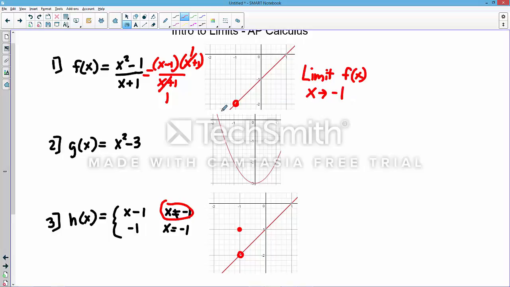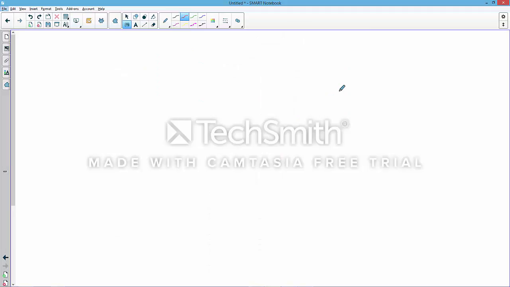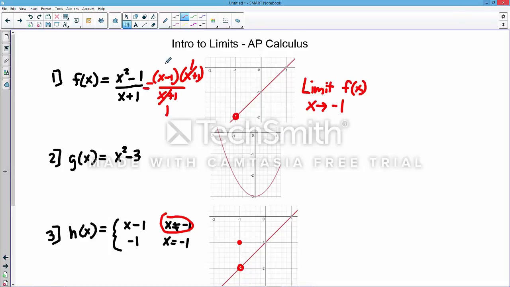x can approach negative 1 from both sides. We'll talk about left-hand and right-hand limits in a few minutes, but what we're going to do is look at what happens to this function as we get closer and closer to negative 1. Now, if you remember our discussion with football, it doesn't actually matter what happens at negative 1. The real value is not important. What happens as we get closer and closer to negative 1 is important. So let's take a look. Let's go to Desmos.